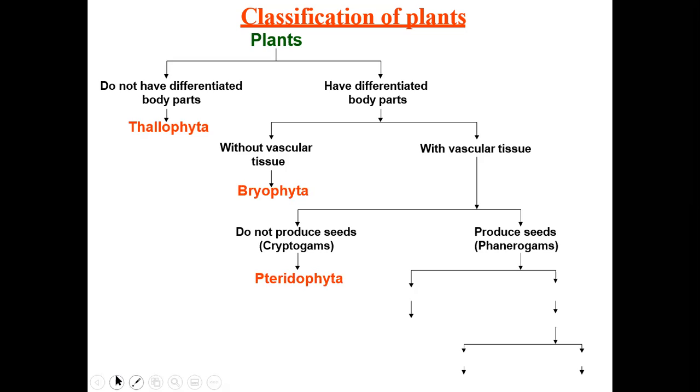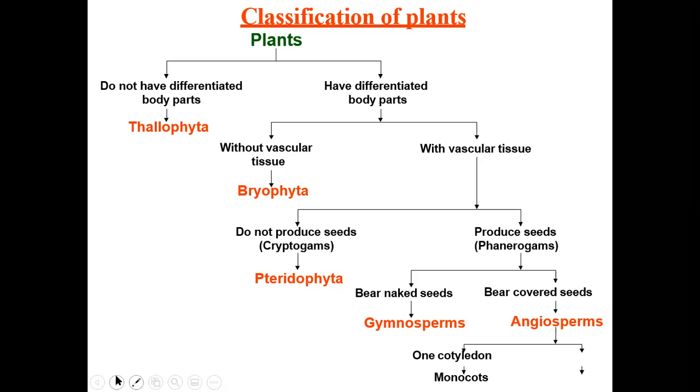Do not produce seed, example Pteridophyta. Produce seeds, we can divide into two parts again, that is, bare naked seed and covered seed. Naked seed, gymnosperms, and covered seed, angiosperms. Angiosperms we can divide again into two parts, that is, one cotyledon, known as monocot, and two cotyledon, known as dicot.